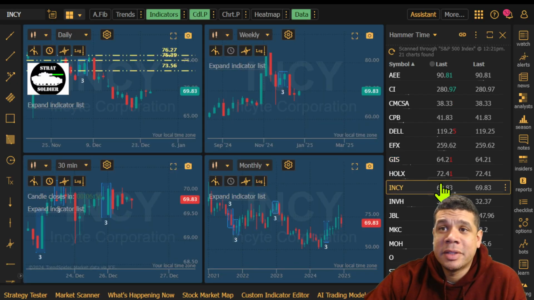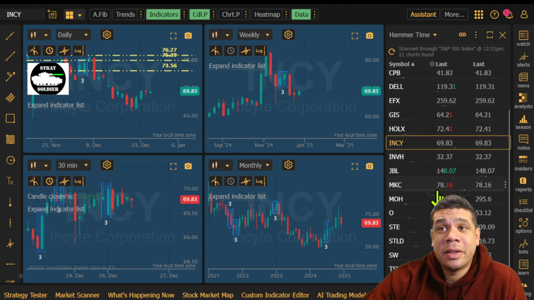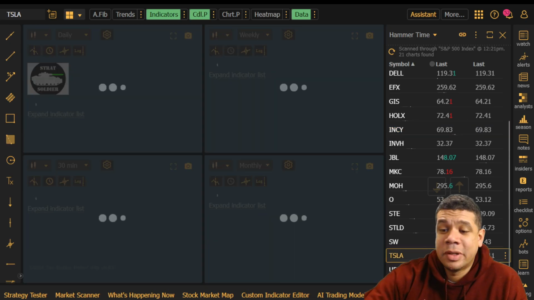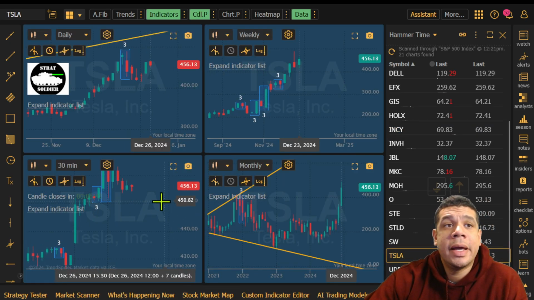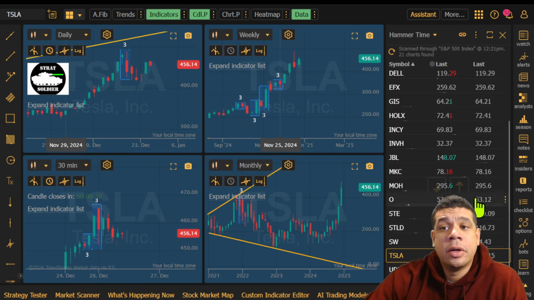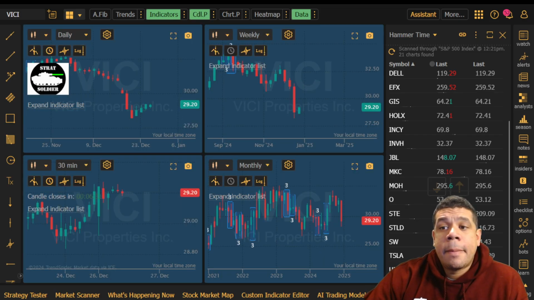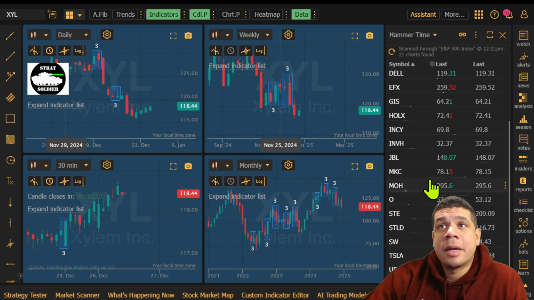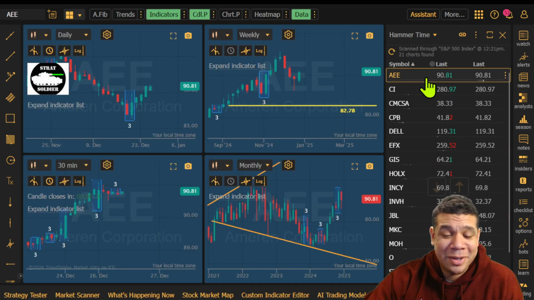Remember I talked about biotechs? Remember I talked about consumer staples? It's interesting how that stuff's showing up in the scanner. Hammer forming on the 30-minute on Tesla. It could be a way in on this and get us through this mother bar problem that we have on the 30-minute. I don't know what UDR is, but it could be a way in. So the Hammer Time Scanner, just another tool, only on TrendSpider.